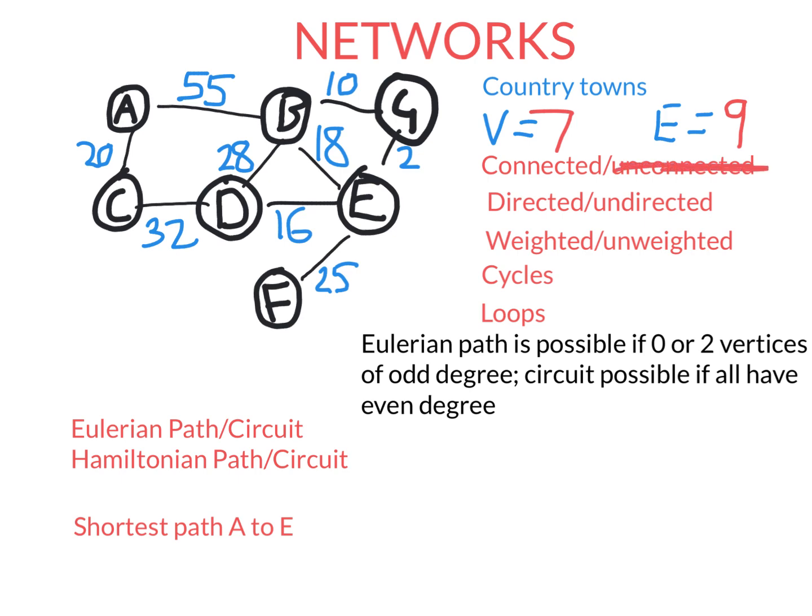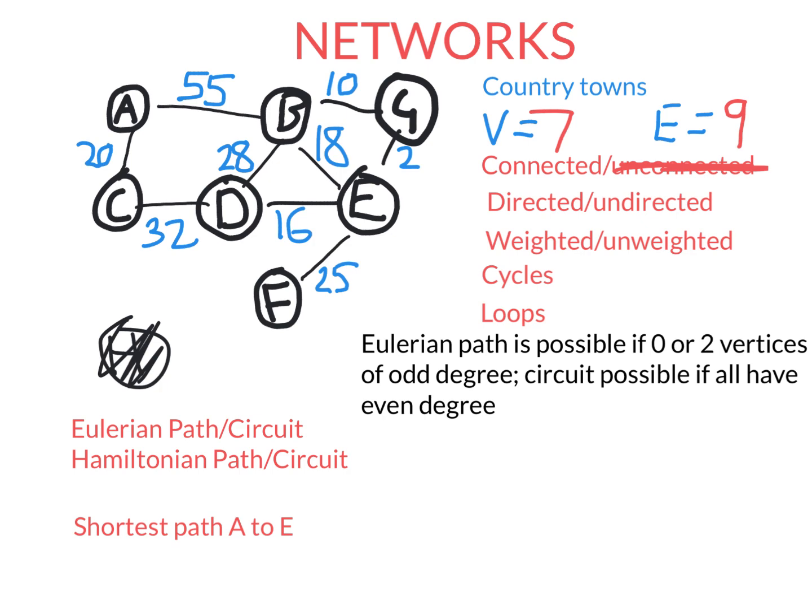Just so you know, an unconnected graph would be if I have something over here, like a vertex by itself, that cannot be accessed from any of these. But because I didn't include such a vertex, this is a connected graph. And just so you know, networks are also called graphs. I use the terms interchangeably.